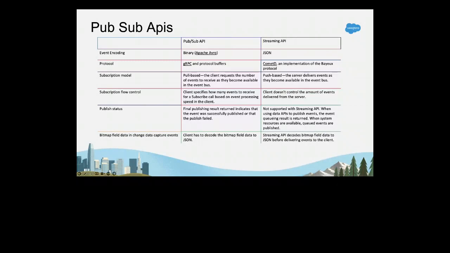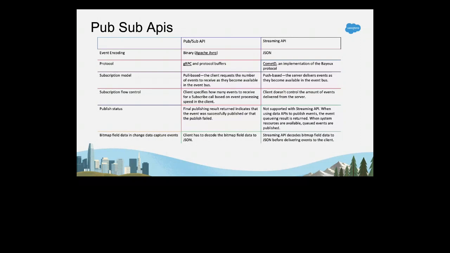That's why Salesforce is proposing this model right now. Then there is also subscription flow control. The client specifies how many events they want to get in one subscribe call. Whenever you subscribe for an event, you can say you want 100 events. But in the case of streaming APIs, we didn't have any control over the amount of events delivered from the server. That used to cause a lot of trouble as well, because we used to get a tremendous amount of events, which might cause a traffic jam.